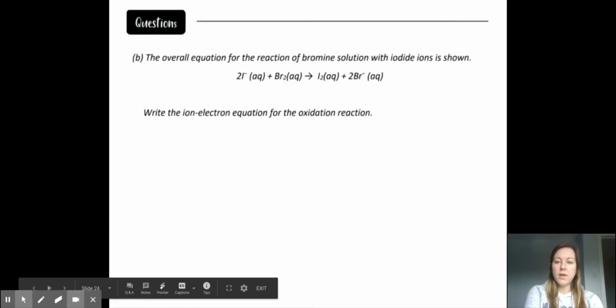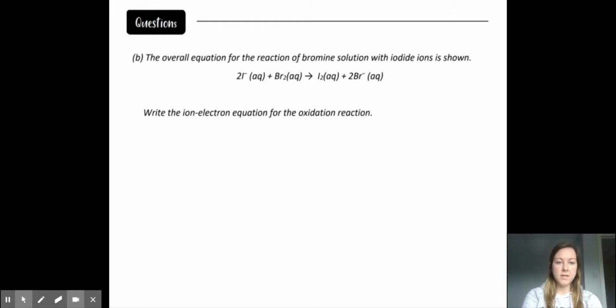B, the overall equation for the reaction of bromine solution with iodide ions is shown, so you've got that there. Write the ion equation for the oxidation reaction. So oxidation is loss from OIL RIG, so we want to write down the part that is losing electrons. There's two ways you could do this. You could say, right, we've got iodine and bromine. You could look those two things up in the electrochemical series. You will find that iodine is above bromine, so it must be oxidation. And then you would write it out flipped. So it would be 2I⁻ (aq) → I2 + 2e⁻. So that's one way of doing it.